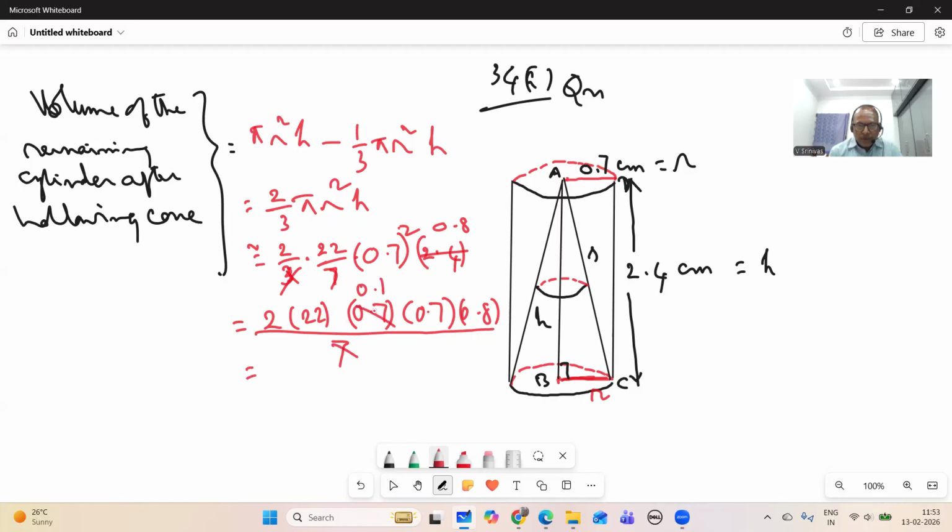So this becomes how much? 1 into 7 is 7, into 8 is 56, into 44. 2 2s are 4, so 44. So 56 and 44 is 4 6s are 24, 2 remains, 4 5s are 20, 22. Add 4 6 4 2.